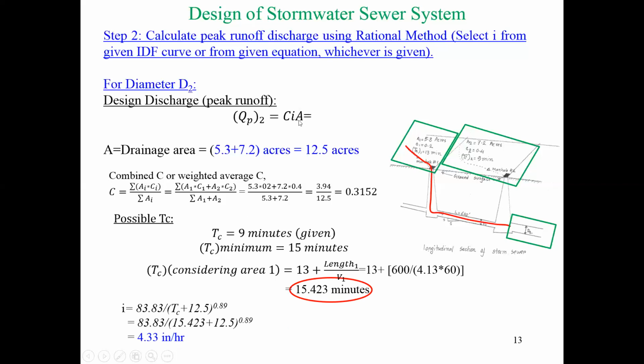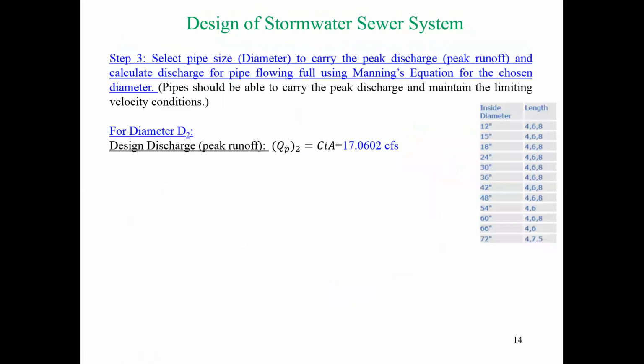And now we have CIA, and we can get what will be the peak discharge from these two areas. In other words, what will be the design discharge for this pipe D, for this pipe number 2, whose diameter is D2. So 17.0602 cubic feet per second. Now, just like the first part, we will do the same thing again. We have to select the pipe size, and we have to make sure that pipe can carry the peak discharge and maintain the limiting velocity condition.